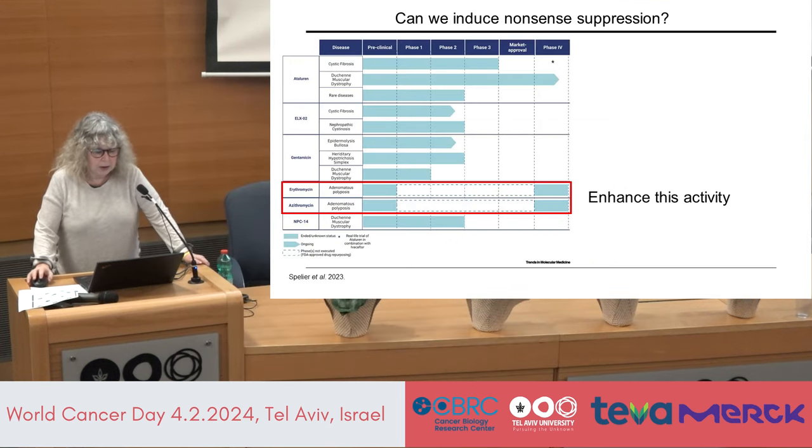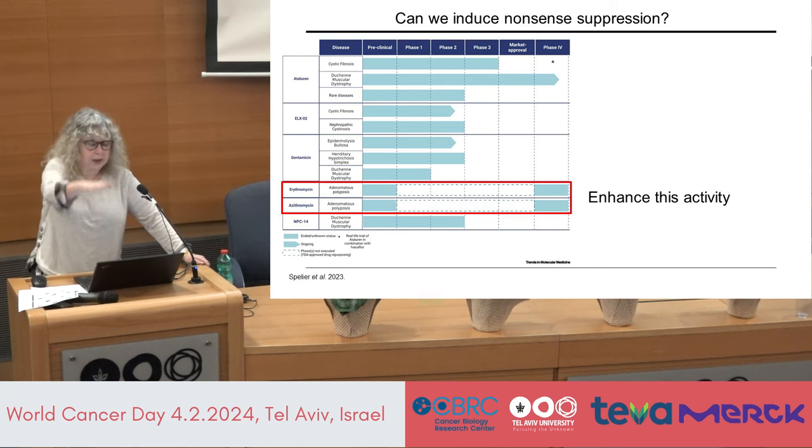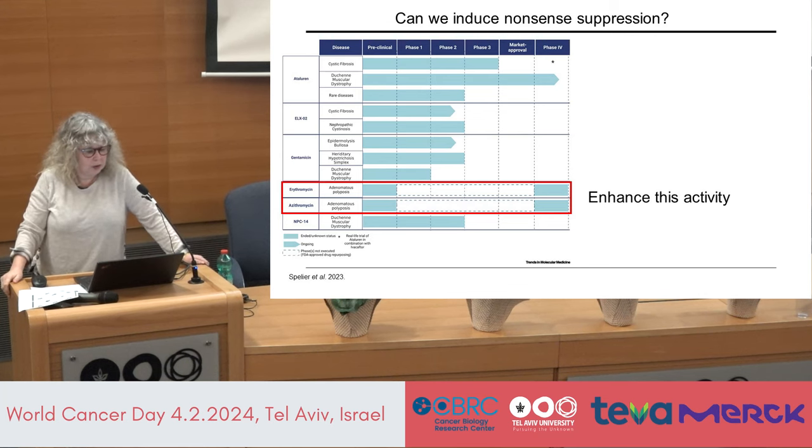read-through levels. So just zooming out for a second, how can we induce a nonsense suppression? Looking at all the known drugs that do this, we see that actually only macrolides have reached the clinics. That means patients are actually being treated with them. And what we are trying to do now, and we are starting to work with Ramot on it, is to increase the activity of these antibiotics. They're less toxic, they can induce read-through, but we want to increase their activity.